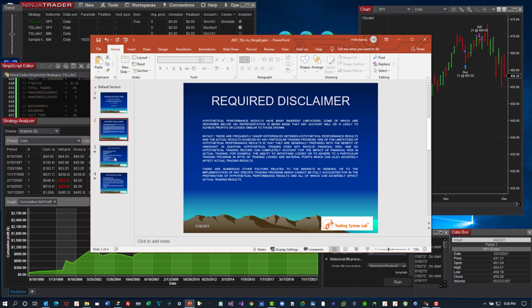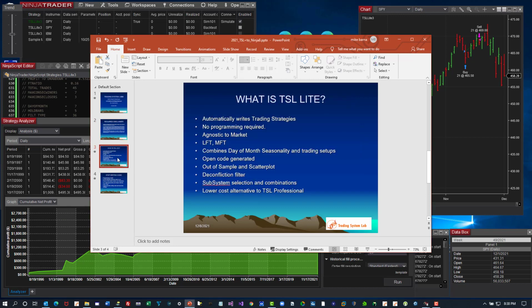TSL Lite is what's known as a deterministic strategy generator, meaning every time you run the trading strategy engine, you will get the same strategies emerging from the engine. Unlike an evolutionary computing algorithm like Trading System Lab, which uses a genetic program, when you run the platform several times in a row, you won't get exactly the same answer because of the element of randomness that gets introduced into the evolutionary process. So TSL Lite is what we're going to be demonstrating today.